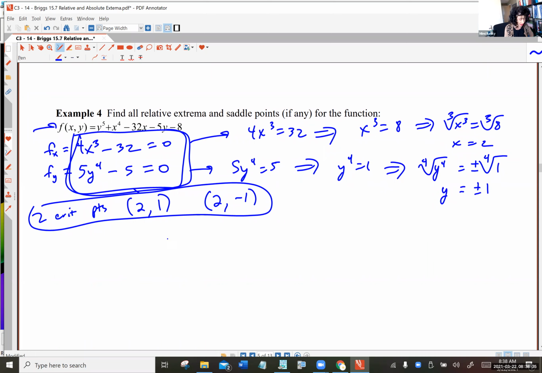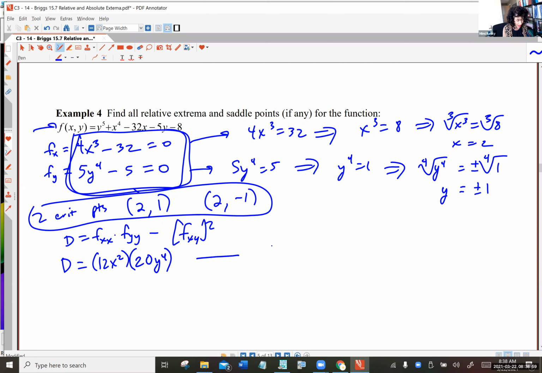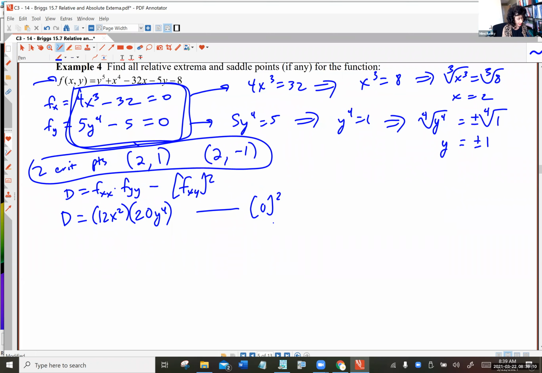Okay, so D, which is fxx times fyy minus fxy squared. For us, fxx, I'm going to do this on the fly here, is the derivative of fx with respect to x, so that's 12x squared. Fyy is the derivative of fy with respect to y, minus fxy squared. But fxy is the derivative of fx with respect to y, and that's 0. Okay, so there's D. So now let's test the point (2, 1).